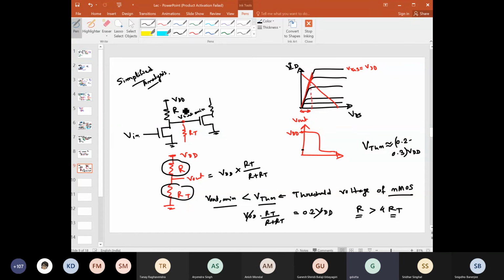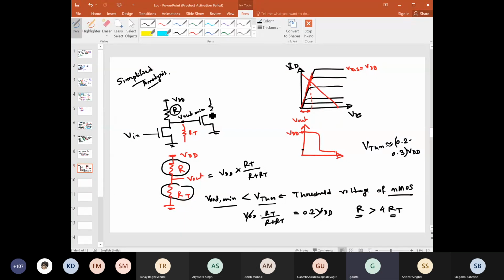I'm saying a very quick estimation. You can estimate what is the minimum value of R that is required, so that you can use this inverter in a cascaded mode. Otherwise the first inverter would be fine, but you cannot use the output of this inverter to drive a similar inverter. Fine.